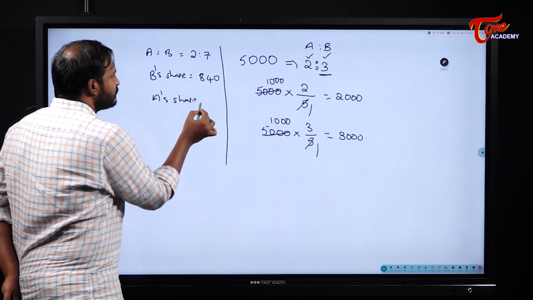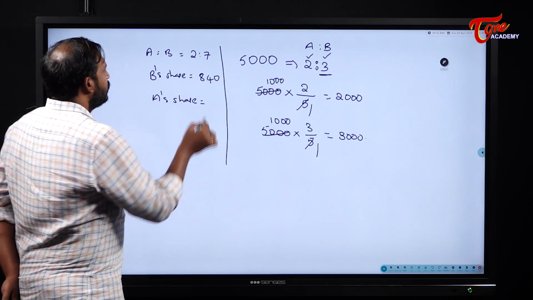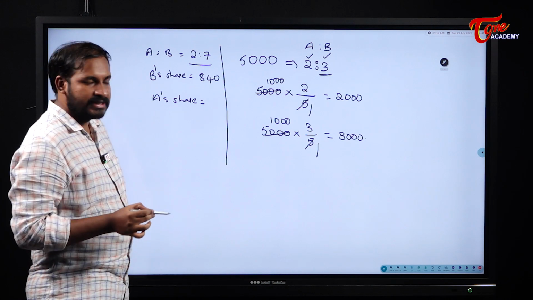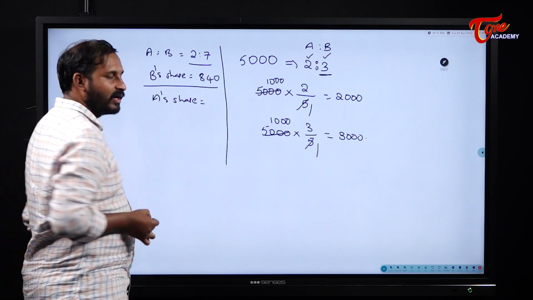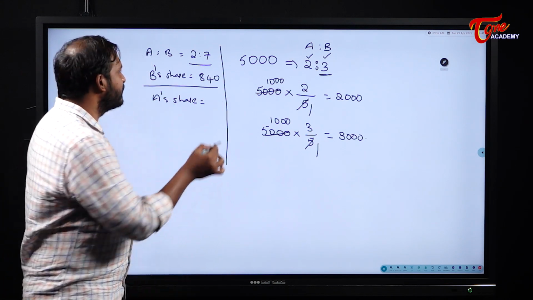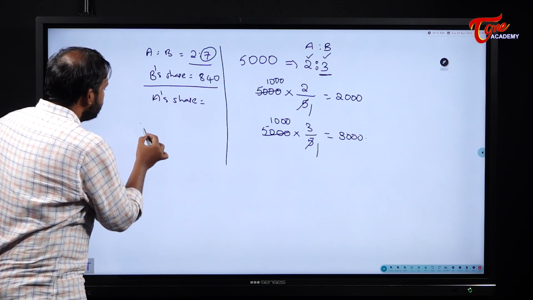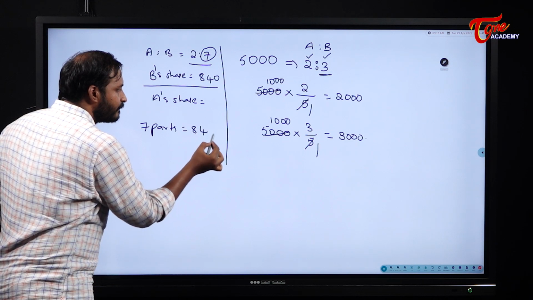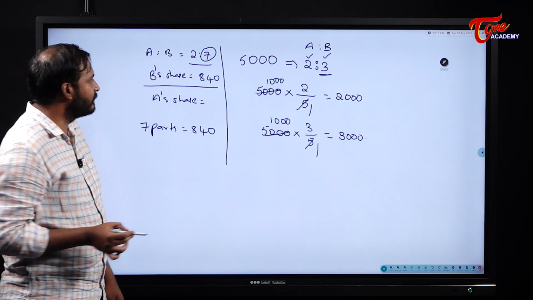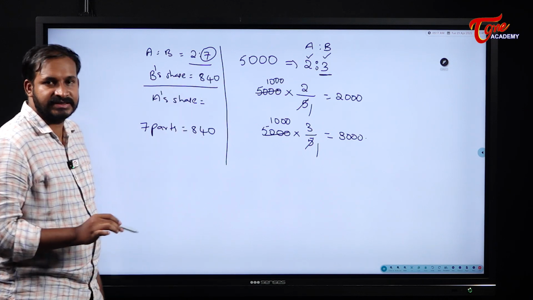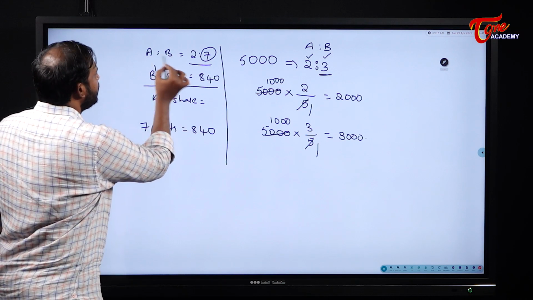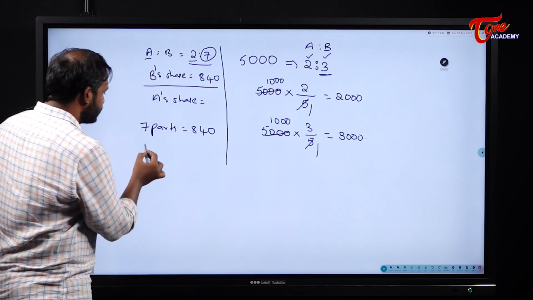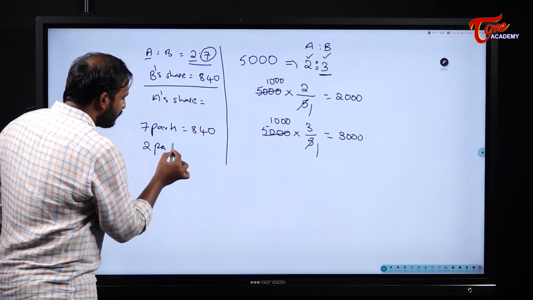Okay, now please see here, students. Total is how many parts? 9 parts. In that, B's share is how much? 840. B's share is 840, what does it mean? 7 parts is equal to 840 for me here. Why? Because B's share is 840, and B's share is 7 parts. Now what about A's share? A's share is how many parts? 2 parts.